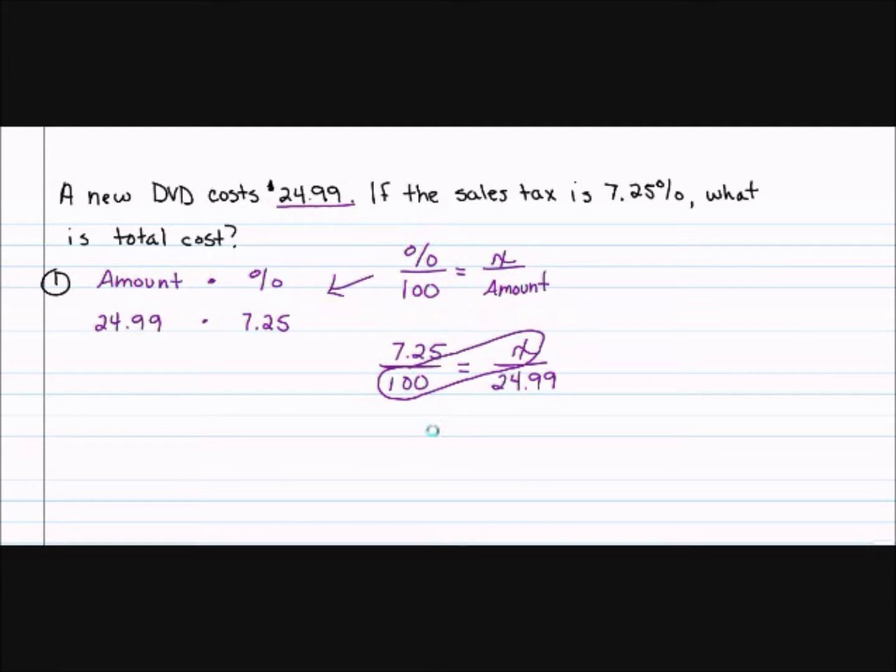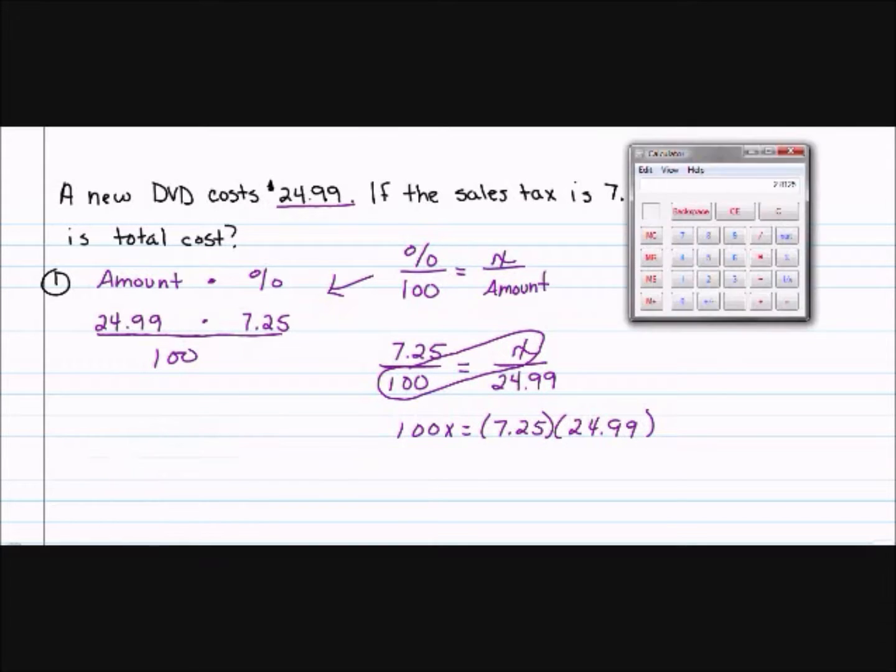I'm going to say 100X equals 7.25 times 24.99. Okay. So technically, you could say the amount times the percent divide by 100, and that will give you the amount as well. So there's two different ways to do it.